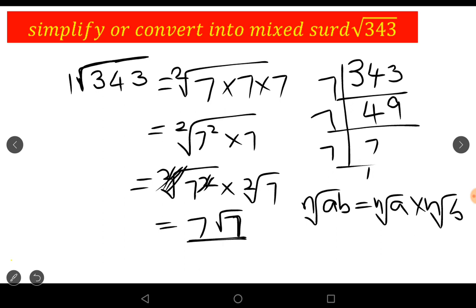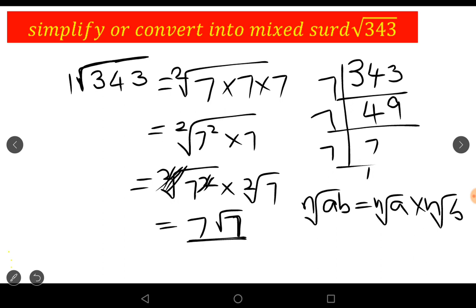Okay, this is the method to convert a pure surd to a mixed surd. First of all, write the radicand as a product of prime factors. After that, group according to the order: order 2, 7 squared; order 3, 7 cubed. After the cancellation, that is the rational factor, and the other one is the irrational factor.